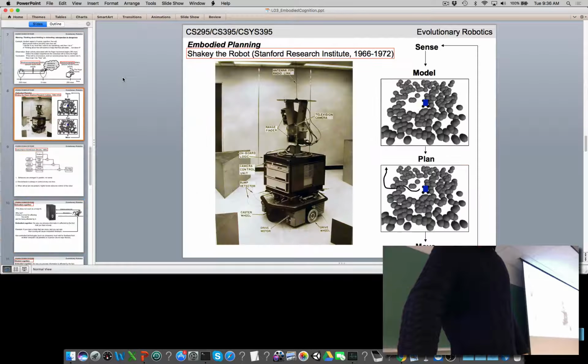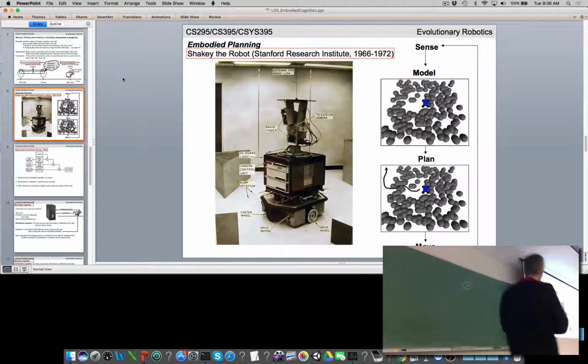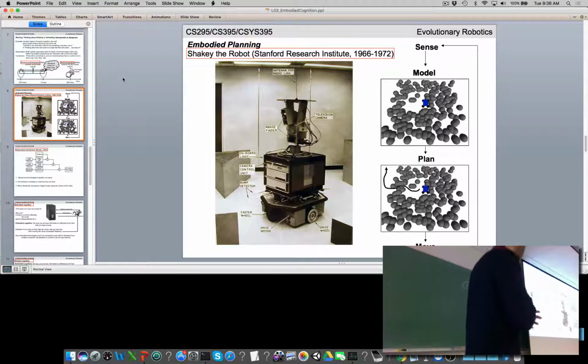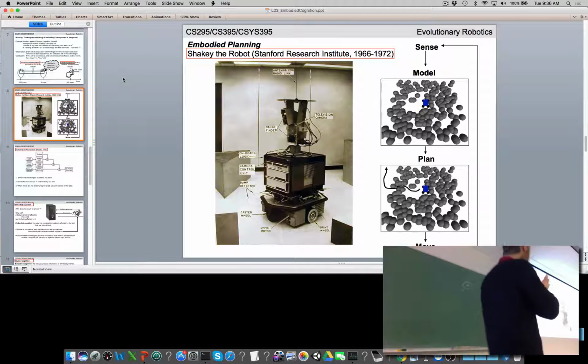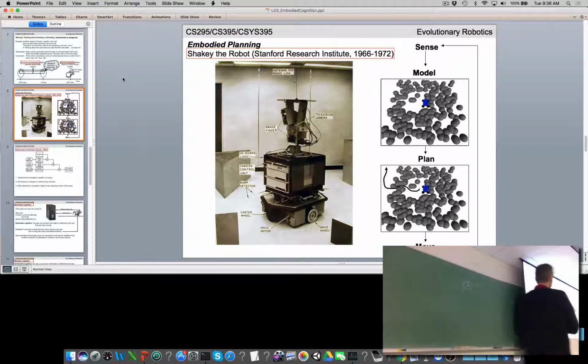Okay, let me skip ahead for a moment. Let me skip ahead to the embodied approach to planning. This is Shaky the robot, another very famous turning point in the field of AI. Shaky was built at Stanford in the late 60s and the early 70s, and Shaky was designed to try and deal with this planning problem.